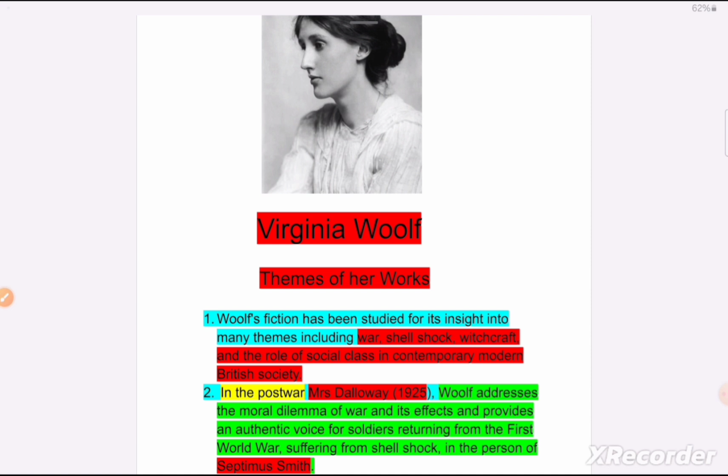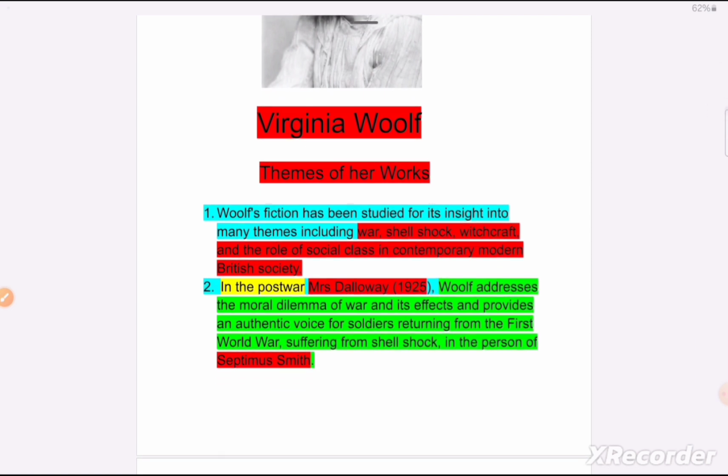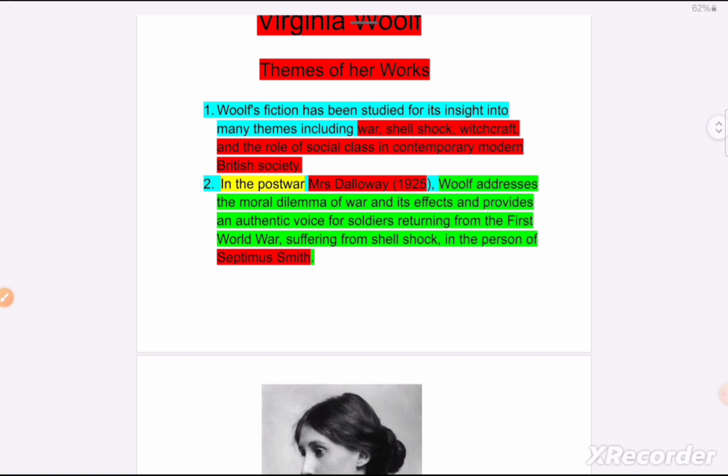For post-war, the novel Mrs. Dalloway, 1925. In this novel, Virginia Woolf addresses the moral dilemma of war and its effects and provides an authentic voice for soldiers returning from the First World War, suffering from shell shock in the person of Septimus Smith. So this is the theme of Mrs. Dalloway.